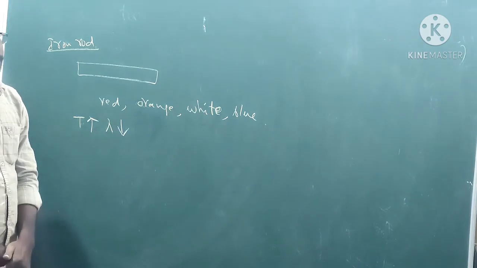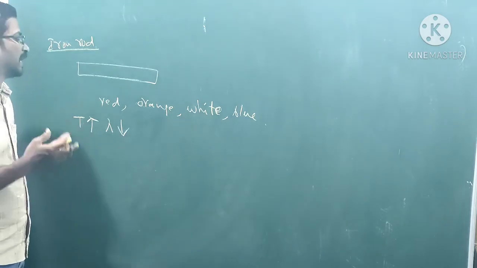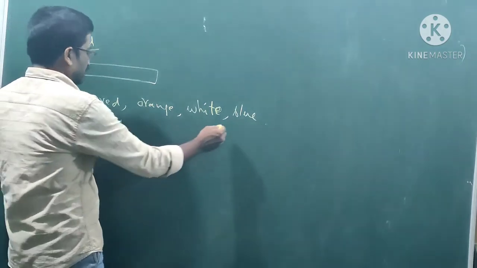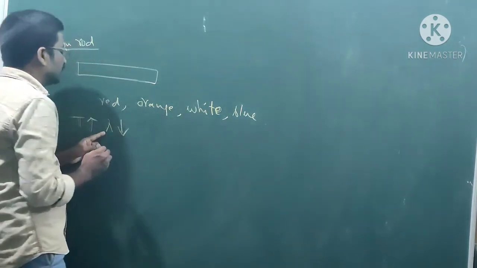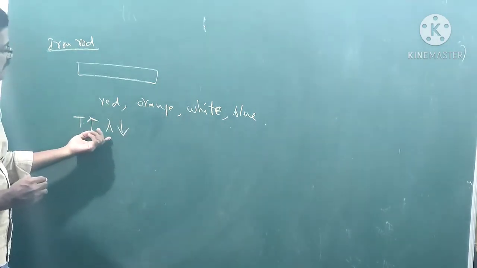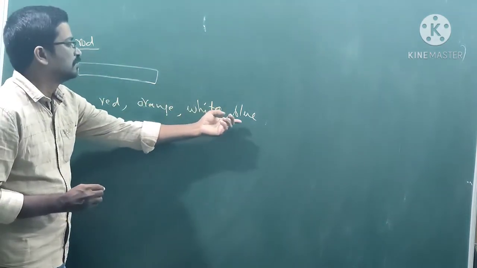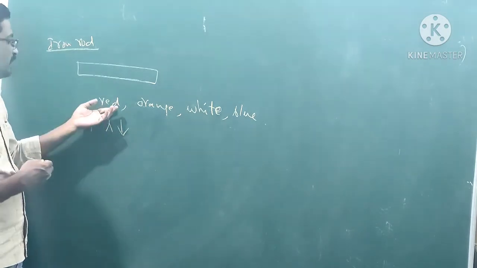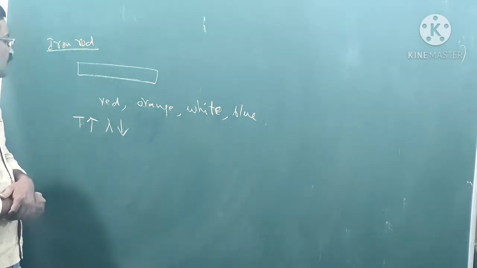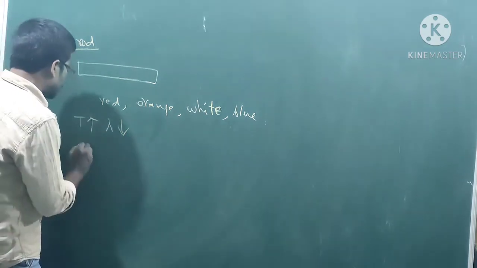We know from the electromagnetic spectrum which color has greater wavelength and which has shorter wavelength. So as temperature increases, wavelength, lambda, decreases. The lambda value for blue color is very low compared to red, which has a greater lambda value.